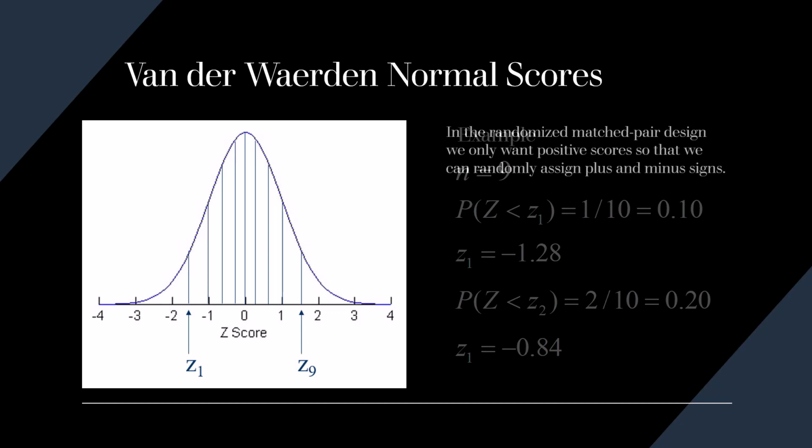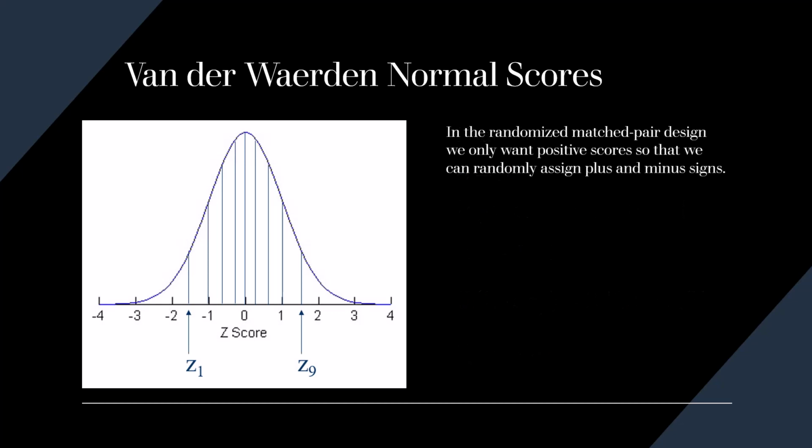In the randomized matched pair design, we only want positive scores so that we can randomly assign plus and minus signs. In order to obtain the correct number of positive scores, we actually seek more normal scores than we need, then just take the positive ones. Here is the formula for that. Notice that if I need n scores, I'm actually going to obtain 2 times n plus 1 normal scores. That will yield me n positive scores.